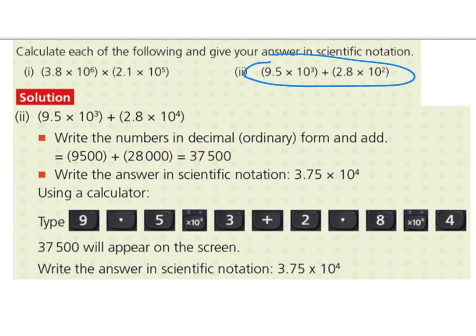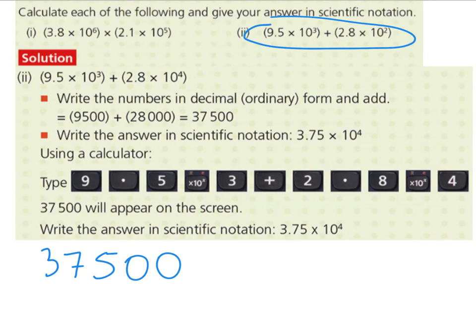Or we could have just used the calculator and typed in 9.5 x10x 3 plus 2.8 x10x 4. We would have got 37,500, which we then could have changed into scientific notation. So I'm just going to show you again how this becomes scientific notation.